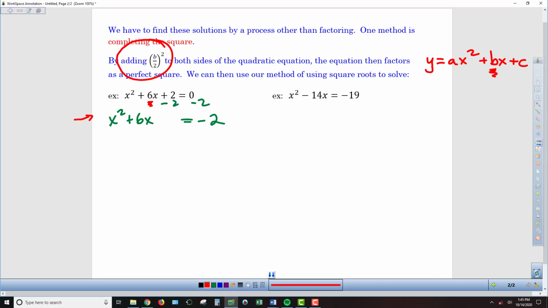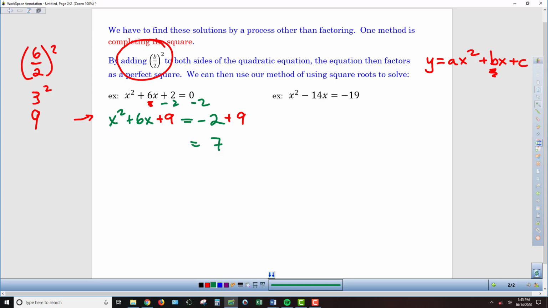So I'm going to take 6, divide it by 2, and then square it. We know that 6 divided by 2 is 3, so we have 3 squared, which is 9. 9 is the number that I'm going to add to both sides of this problem. Of course, whatever I add to one side, I have to add to the other. On the right-hand side, it's not terribly exciting. It's just negative 2 plus 9, which is 7.